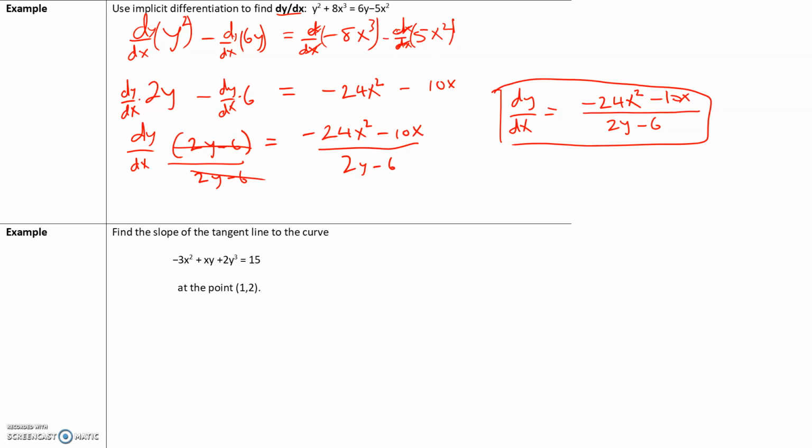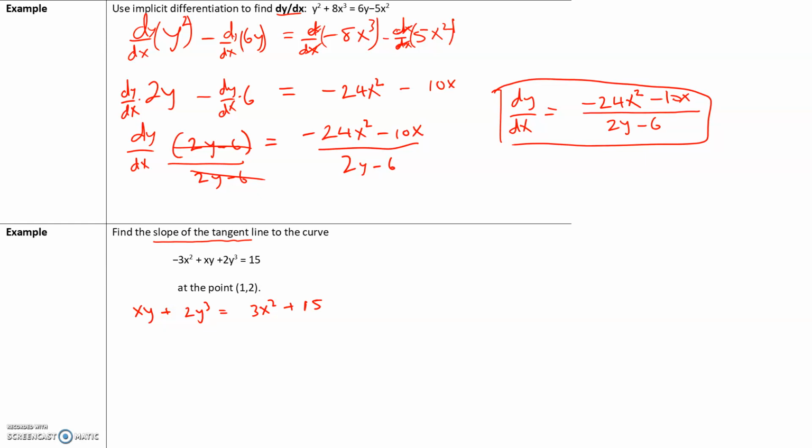Next example. This time we don't just want to differentiate, we want to find the slope of the tangent line to this curve. So first thing I'm going to do is get all the y's on one side and all the x's on the other side. That's going to be kind of difficult in this case because this y is attached to the x, but let me do whatever I can. So I'm going to move the negative 3x squared to the right. So I have xy plus 2y cubed equals 3x squared plus 15. Now I can't separate the x and y, so I have to leave it like this.